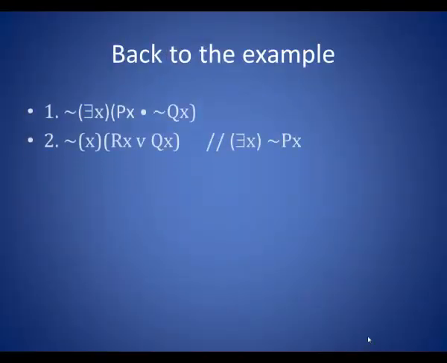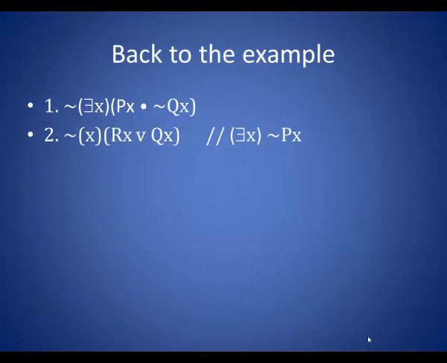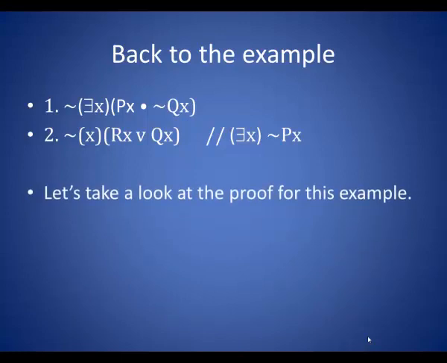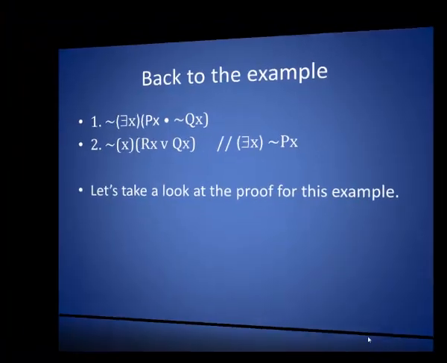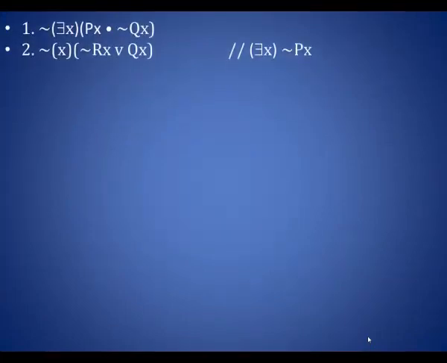So let's go back to the example. Again, look at what I have. Remember, I cannot instantiate lines 1 and 2, so I'm not going to be able to derive the conclusion of this. So let's take a look at the proof for this example. Here we go. Now this is a bit of a complex proof, so try and follow along.